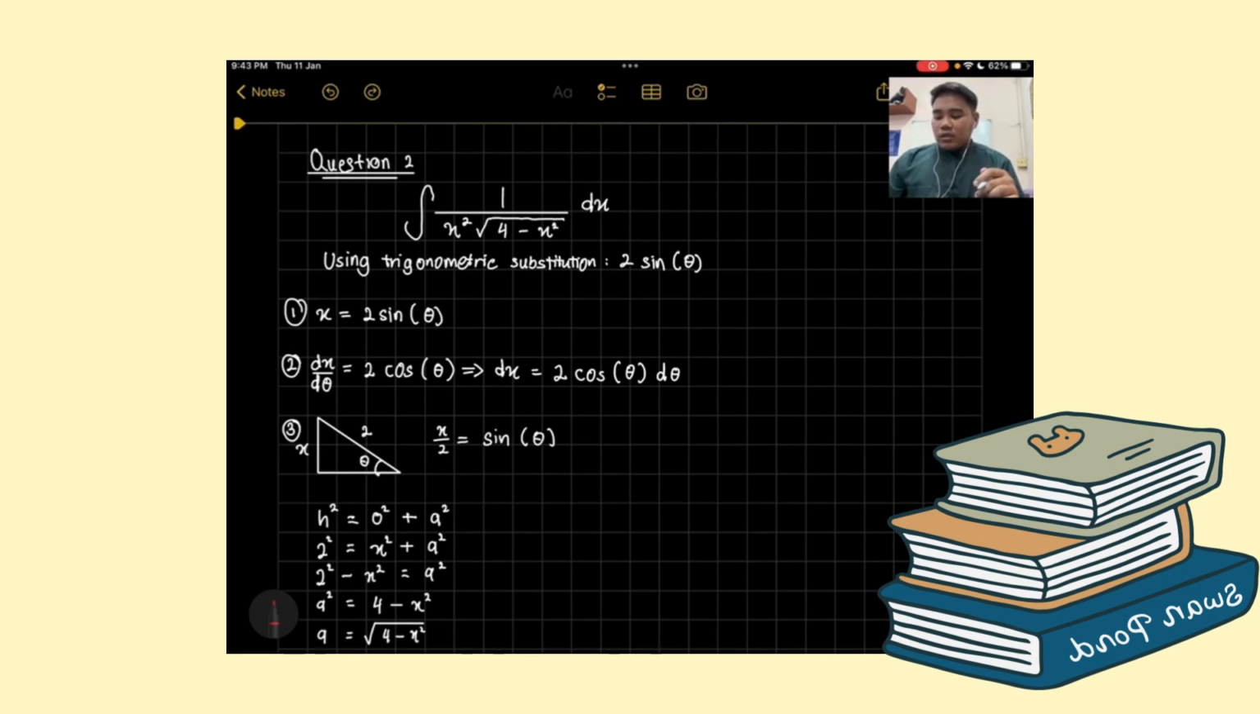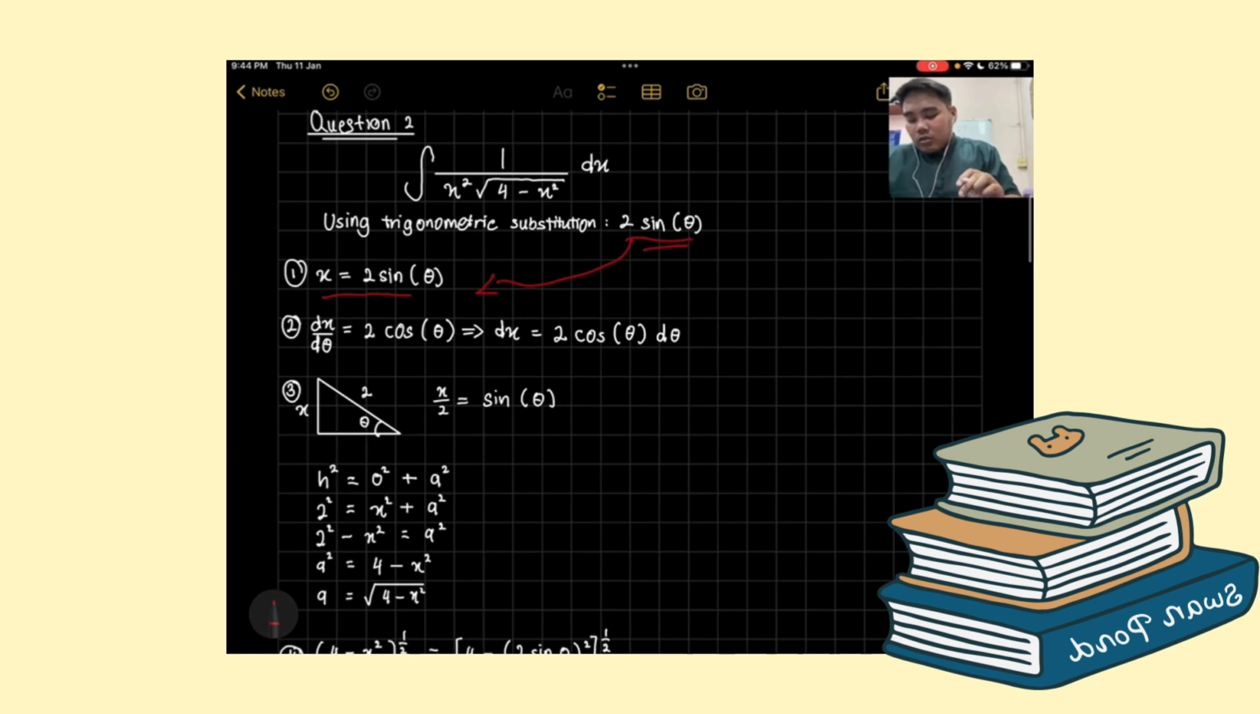So question number 2 is using trigonometric substitution, where what is given is 2 sin theta. At the first step, we must use the trigonometric function: x equals 2 sin theta. At the second step, we need to determine dx over d theta, which equals 2 cos theta. So this becomes dx equals 2 cos theta d theta.